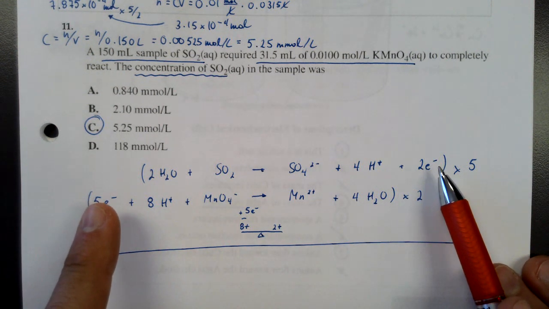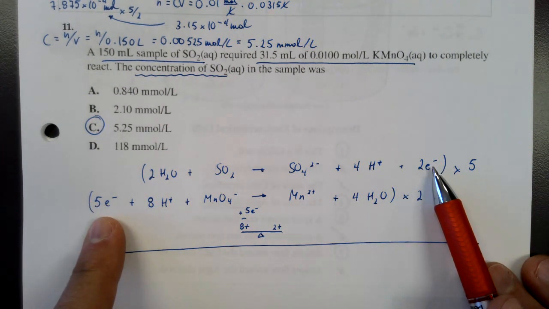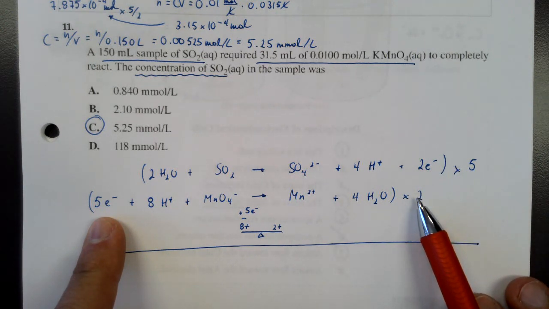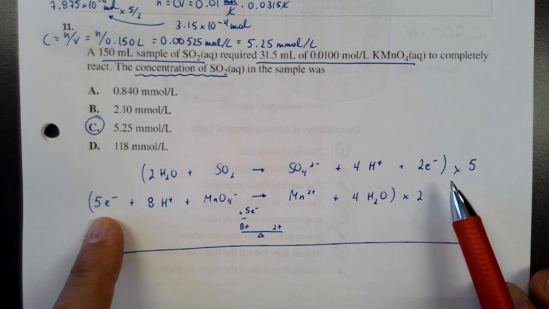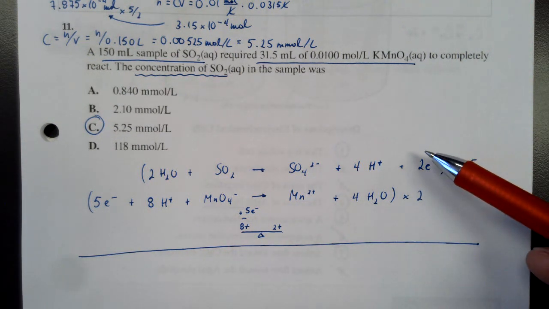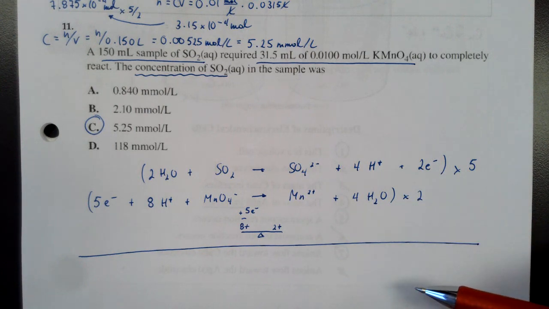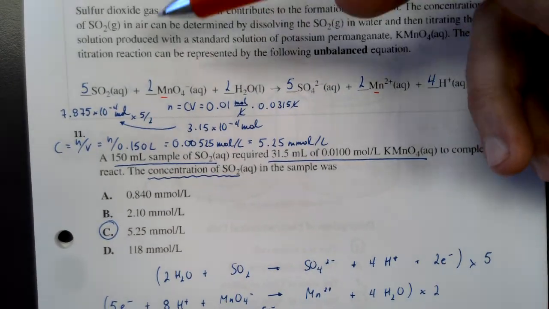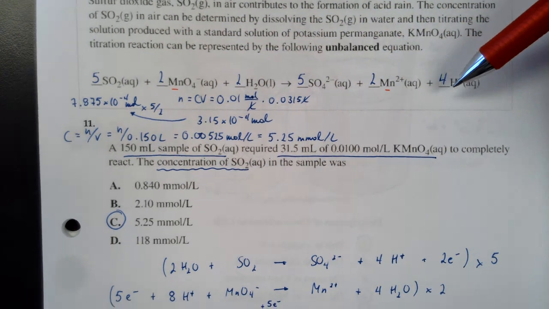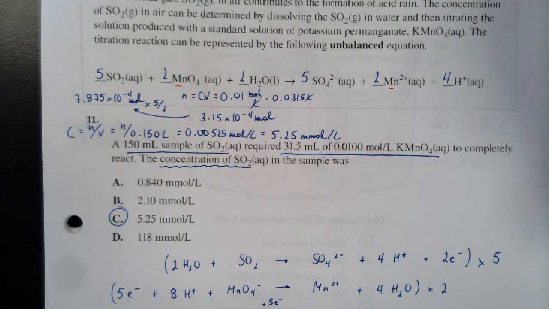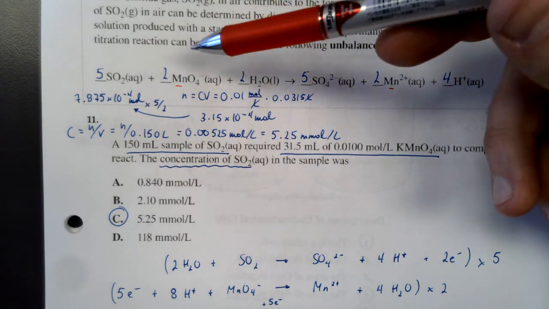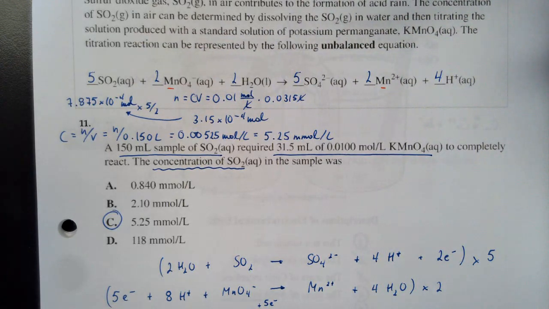Overall, one reaction has 2, one reaction has 5 electrons. I need that to be a uniform number. That's 5 times 2. That gives me 10 as my number of moles of electrons transferred. Now I combine those and I have my net equation. What I did was I simply stated it back here. 5, 2, 2, 5, 2, 4. Once everything canceled out down here. Now the most important thing is this ratio between permanganate and SO2.